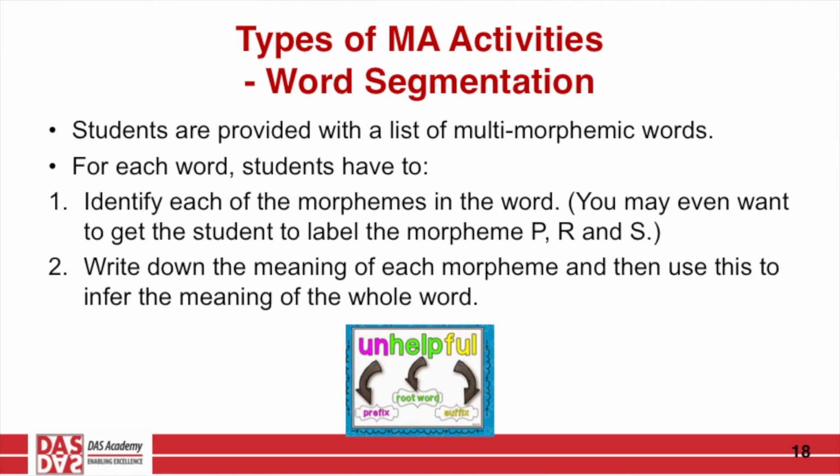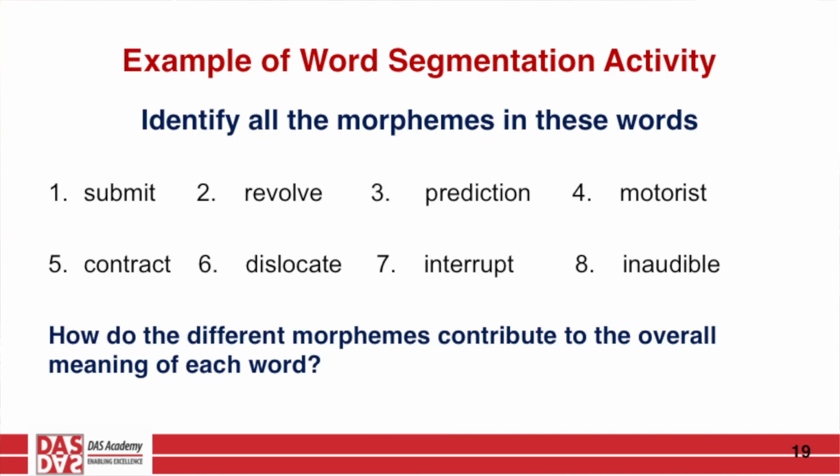So again, you've got something to do. Now I want you to identify all the morphemes in these words. Okay, all right. And so this is an example of a word segmentation exercise. So you have 3 minutes to segment these words into their prefix, suffix, or root. Okay? I think some of you are tired already.